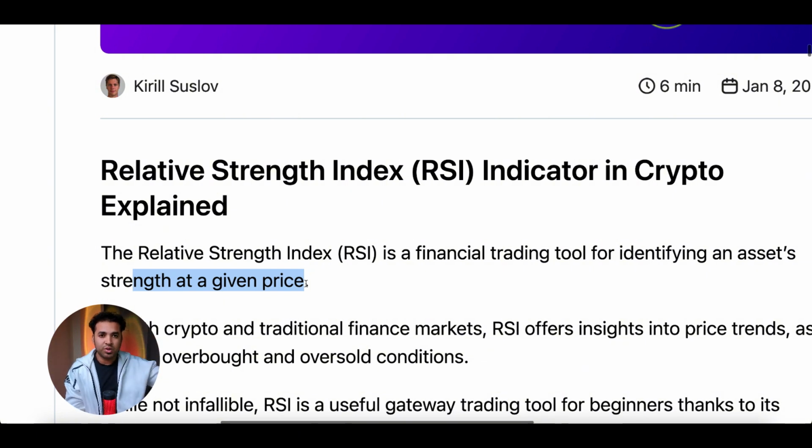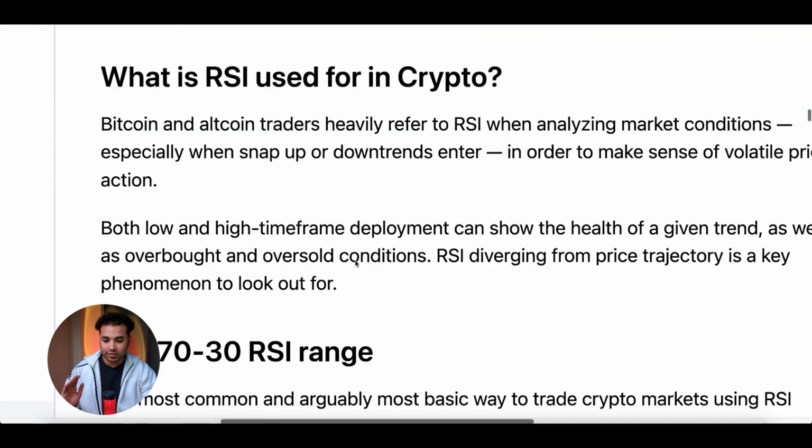So at whatever price you are, like right now, where's Bitcoin? $107,000, right? What is the strength of Bitcoin? We're going to look at some different examples, and we're going to do that in this video. But it will tell you the momentum. That means that whatever the buyers were pushing the prices high, are they slowing down or are they pretty much relaxed? Are they good?